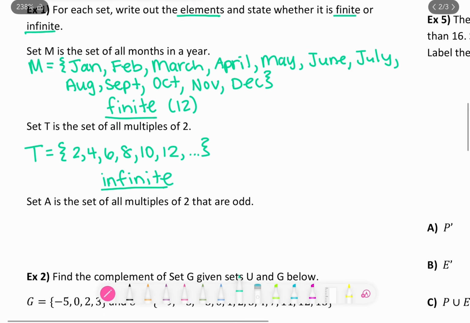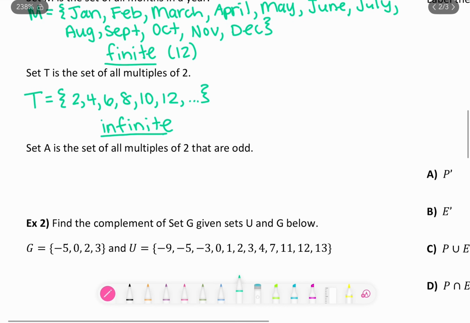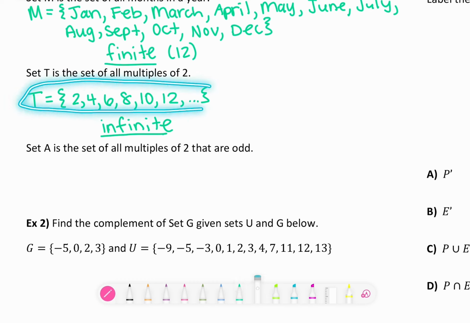Okay, I can't count it. And then for the last one, it says set A is the set of all multiples of 2 that are odd. So basically, it's everything that's already in this set of all multiples of 2, but that are odd. But that's a contradiction because multiples of 2 are always even. By definition, all numbers that are divisible by 2 are even. So this is actually not a possible thing.